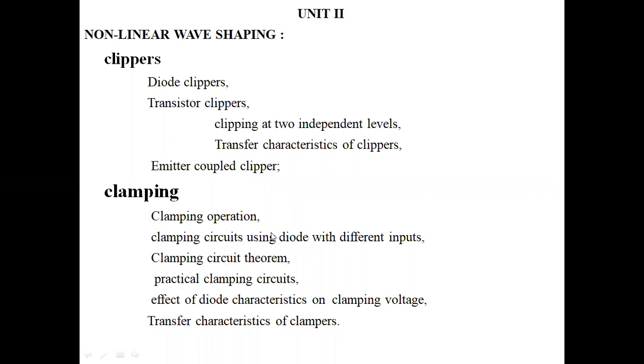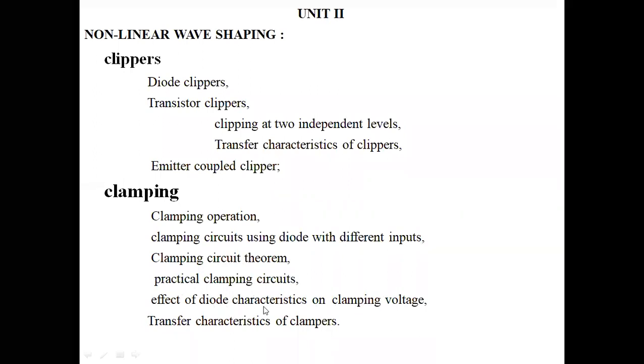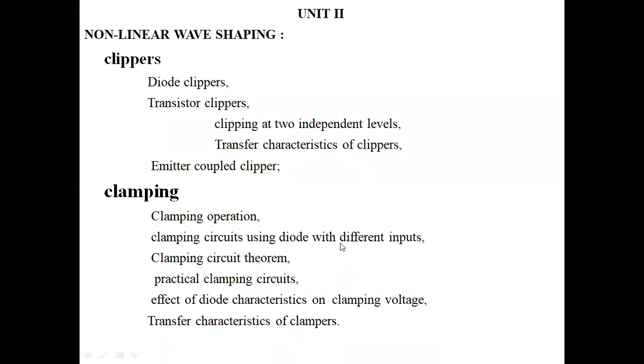Here we may take ideal diodes. When you come to the practical, the cut-in voltages will change. We will see that in practical clamper circuits and the effect of diode characteristics, that is breakdown and transfer characteristics. The last three topics can be included in the second topic only. We will see the clamping operation, diode clampers and clamping circuits. There are only three topics in this chapter. These transfer characteristics we will see while discussing along with the inputs.